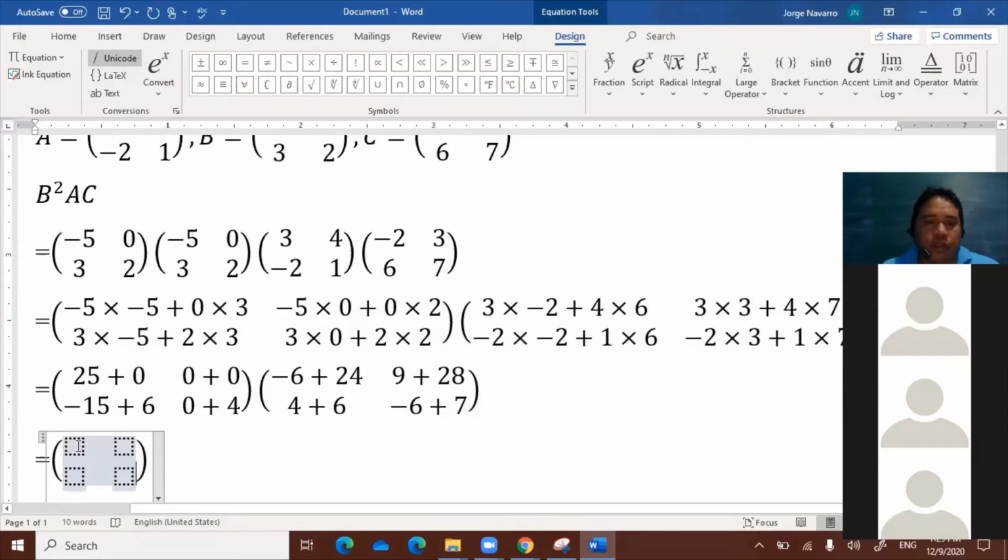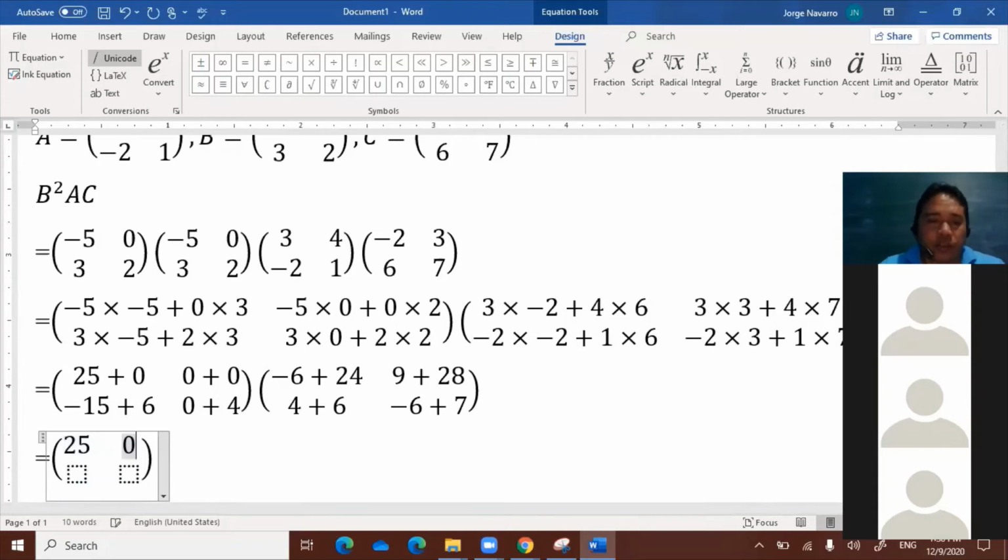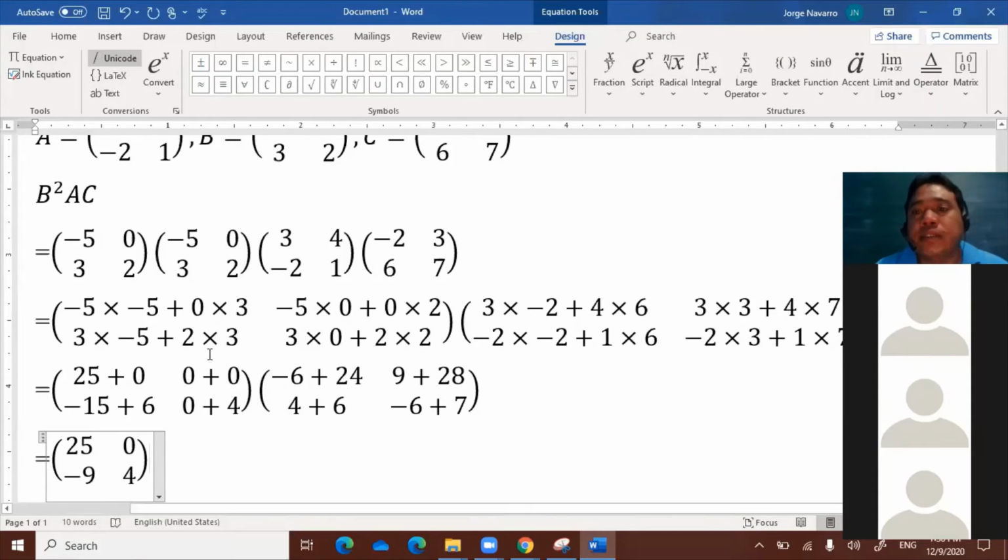All right, so 25 plus 0 is simply 25. 0 plus 0 is just 0. 6 minus 15, that's going to be negative 9. And 0 plus 4, that's simply 4. So that is the answer for b squared. Note, we will need this for our next question. So we just leave it there.